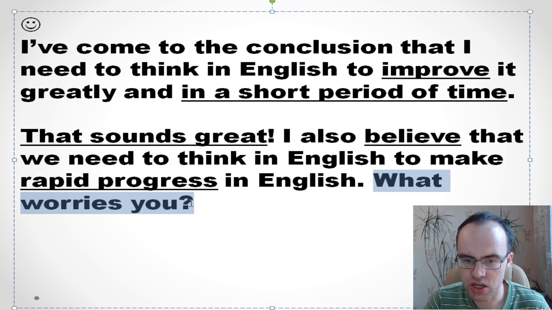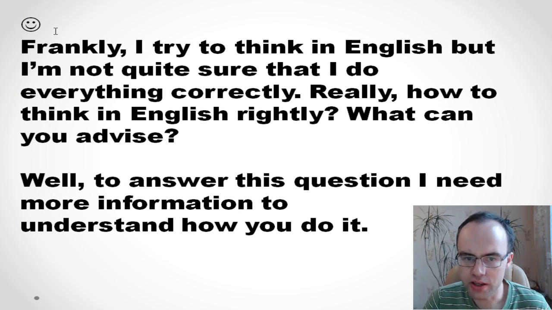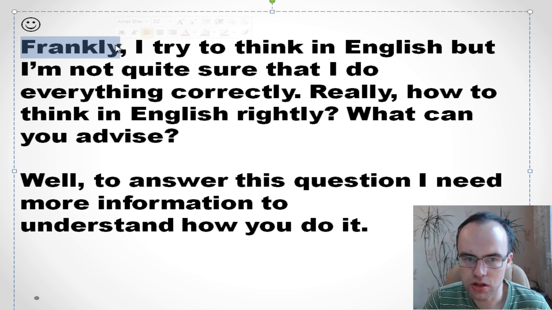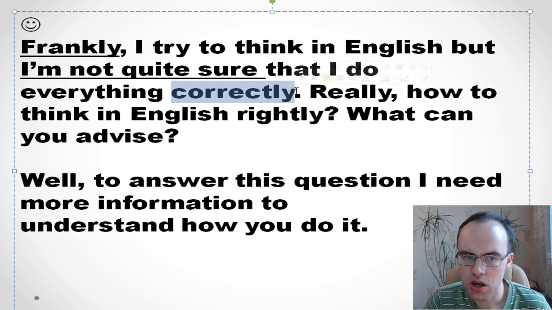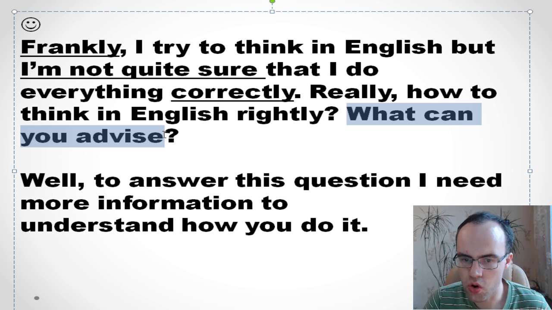Yeah, the structure is correct. So what worries you? So what's the problem? What worries you? Frankly, or honestly, I try to think in English, but I'm not quite sure. It means that I'm not really sure that I do everything correctly or I do everything rightly. Really, how to think in English rightly? What can you advise or what can you recommend?